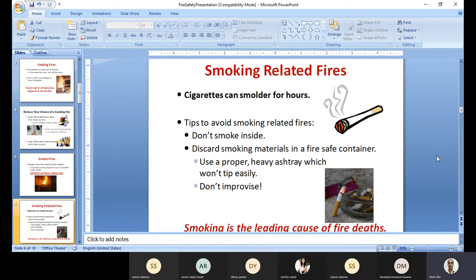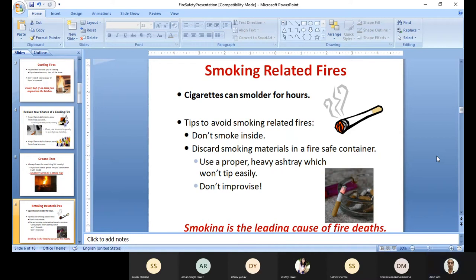Okay, so one cigarette can smolder for hours. It is not that a person smoked and threw the cigarette away, and that is the end of it. Anywhere there on the floor, it is still smoldering. That is one of the big causes of fire, because the person smoking has neglected it, thrown it away, but the cigarette is still smoldering.